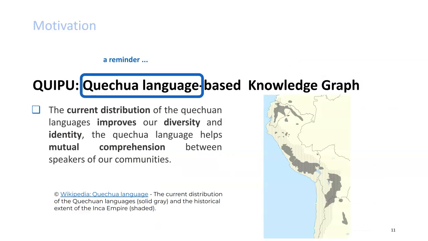Now, why the Quechua language? The current distribution of the Quechua language improves our diversity and identity. I'm Quechua, and I think my language preserves my culture, my knowledge, and with my parents and so on, we communicate in Quechua. So basically, it's a happy language that I want to preserve.